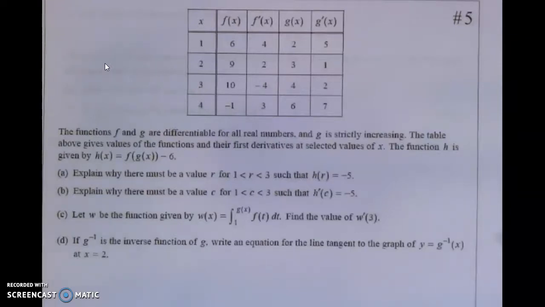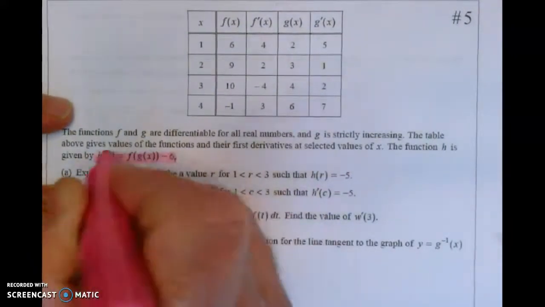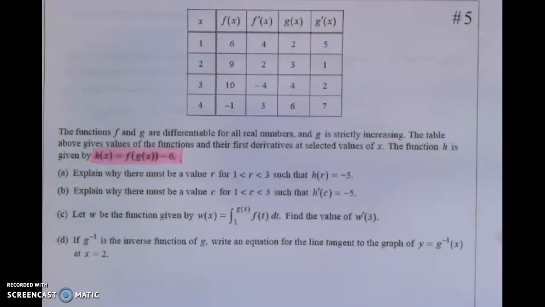At this point, I'm going to let you pause it and see if you can make sense of it. Forget the questions. Just make sense of the information given to you. Okay, we should feel okay about this. Now, when we see this right here, we need to be thinking chain rule. They're going to be asking us about the derivative, so we need to be aware of that.